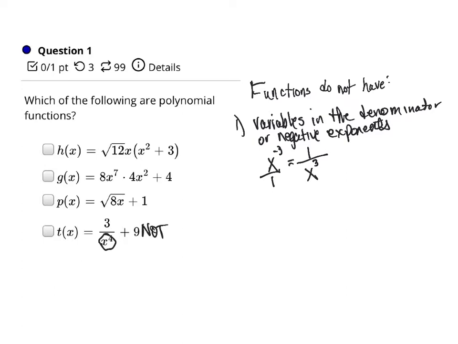And if we were to move that x to the fourth, it'd be x to the negative fourth. It would have a negative exponent. So these are very similar in how they work there. Then the second thing, you can't have a variable under a radical. So no variables under radicals.